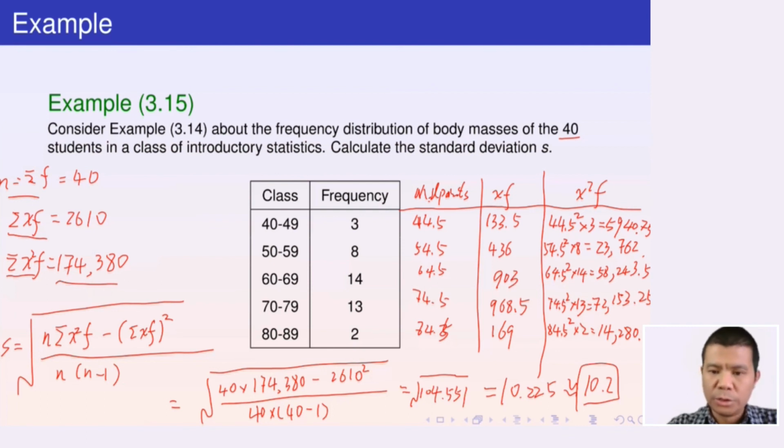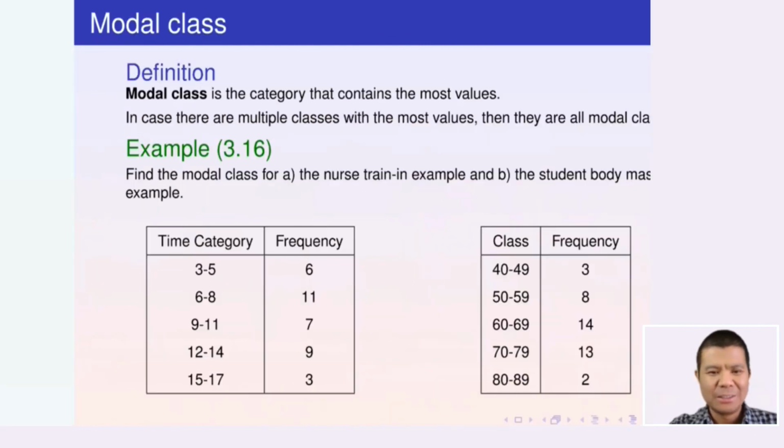Now, of course, this is in kilograms. So this is the example on calculating the standard deviation of grouped data. What did we do? We found the midpoints, found xf and x squared f, and then found all the summations and plugged into the formula. That is how we can find the standard deviation. Very good. This is how we do so.